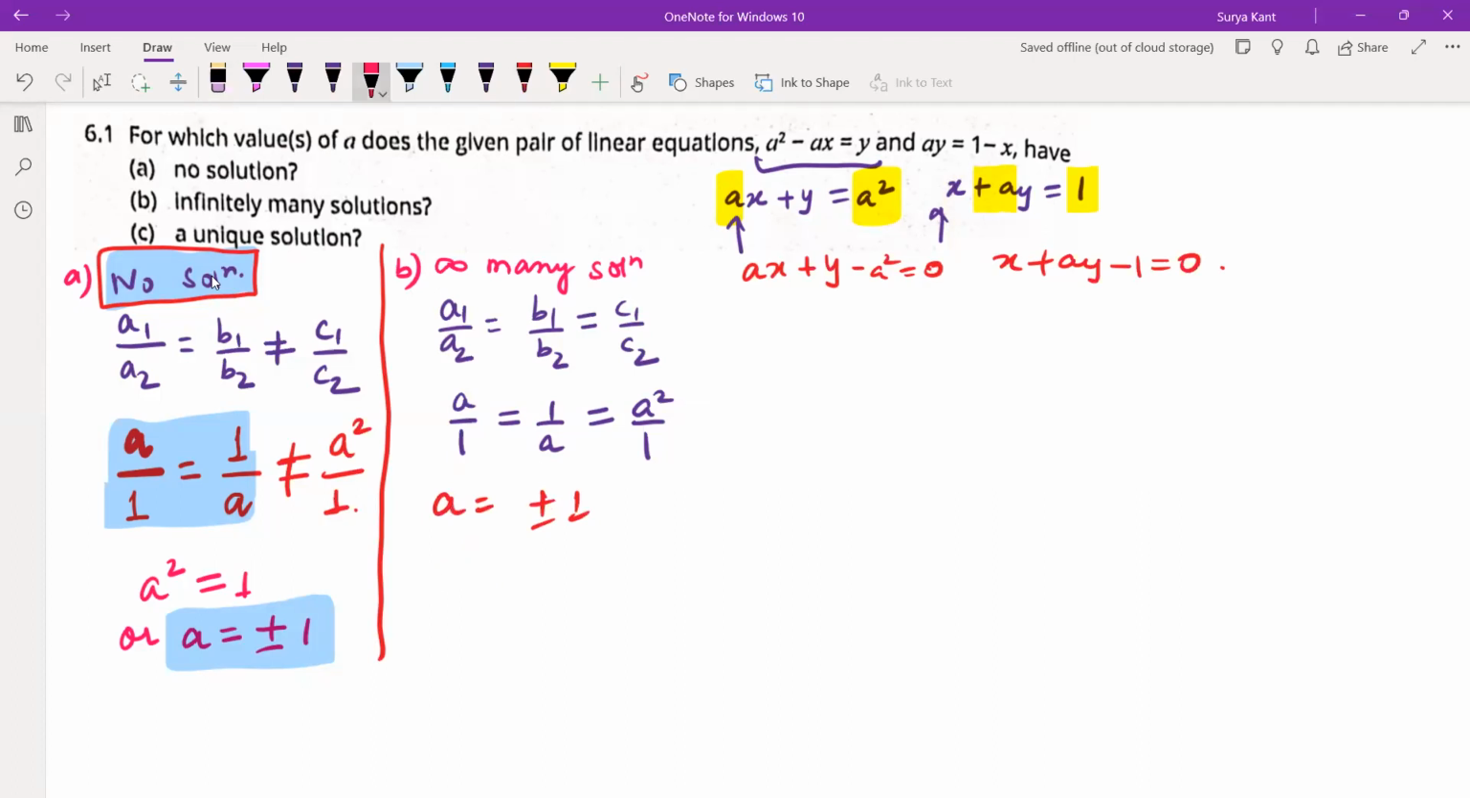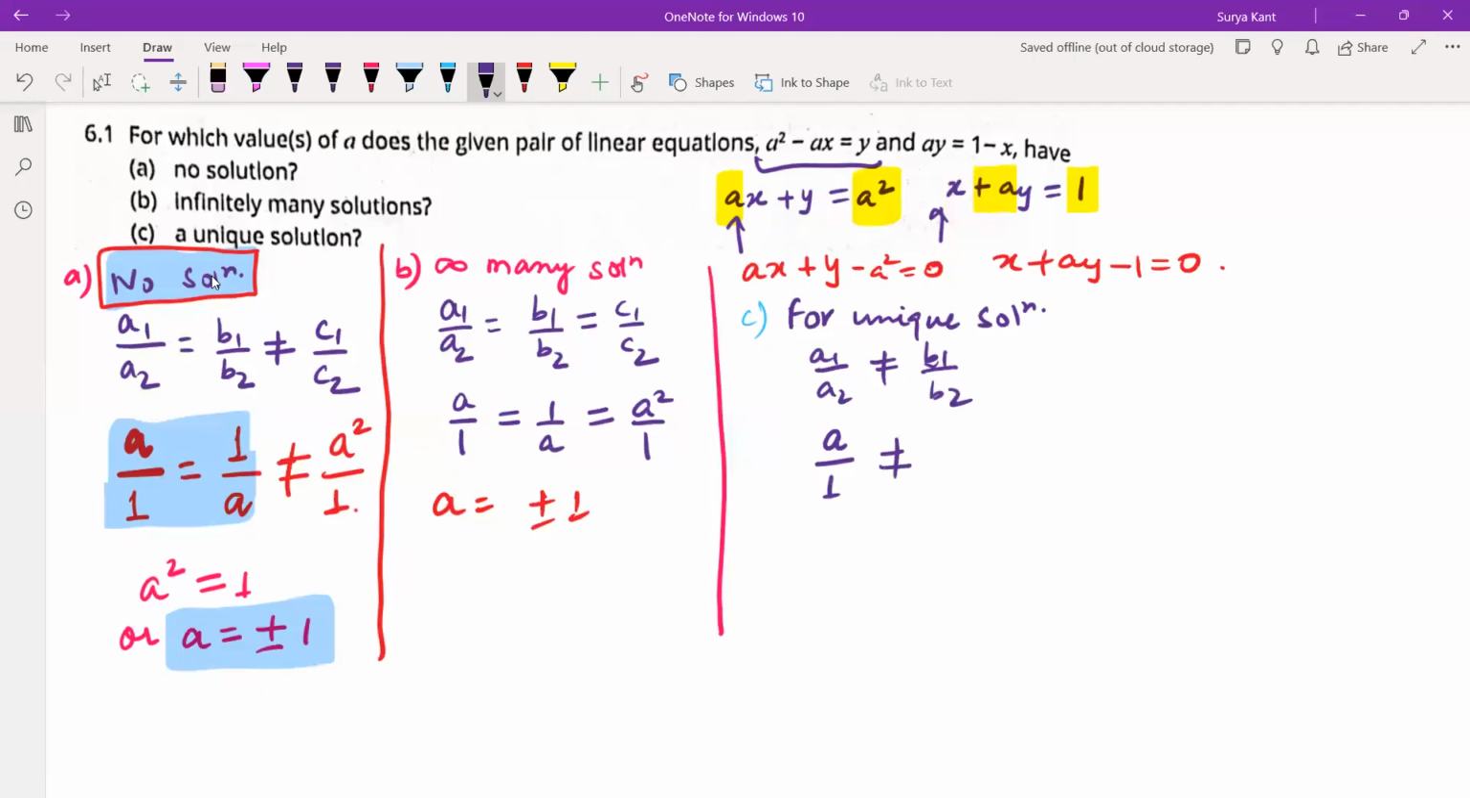C part, you try to understand. For a unique solution, A1 by A2 is not equal to B1 by B2. So here A1 is A divided by 1, not equal to 1 divided by A. What is the answer over here? A should not equal plus or minus 1. Except this plus or minus 1, A can be anything. A should not be equal to plus or minus 1. That's all.